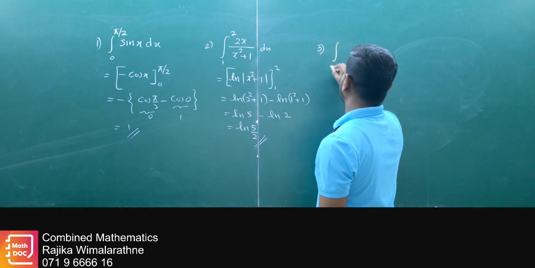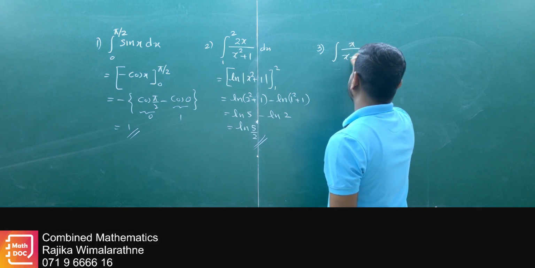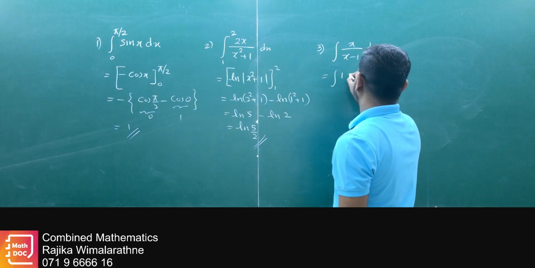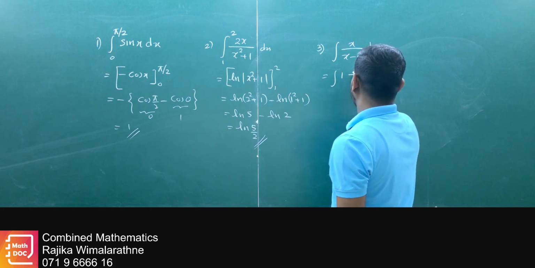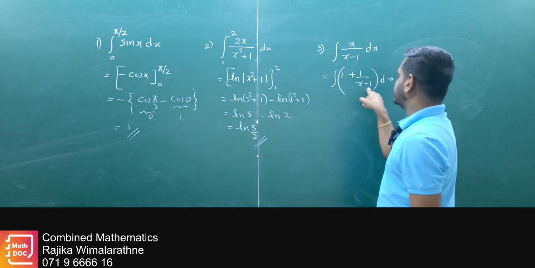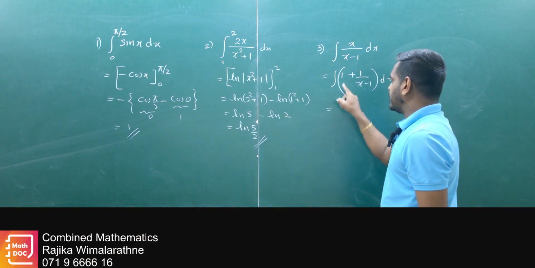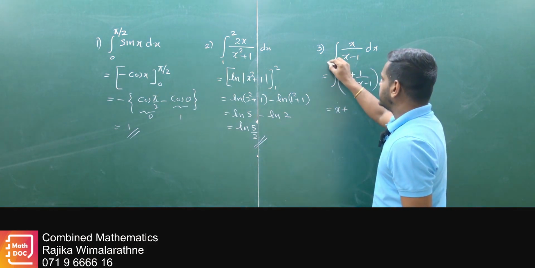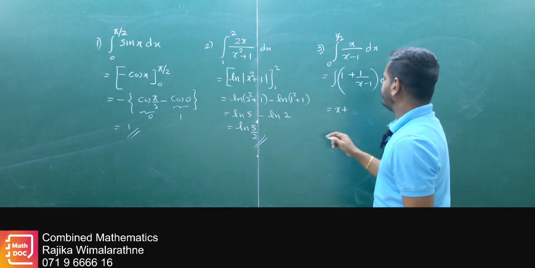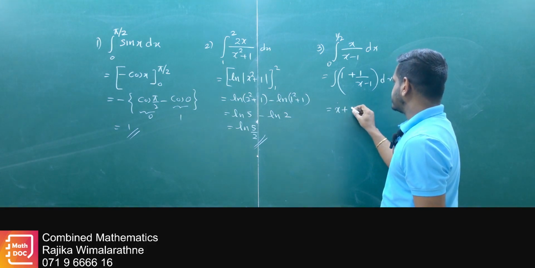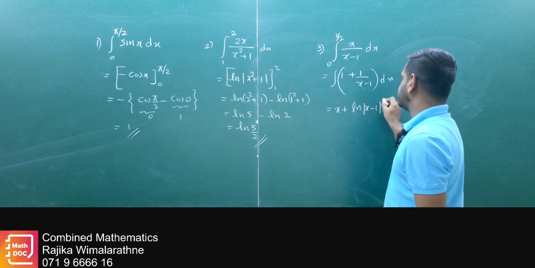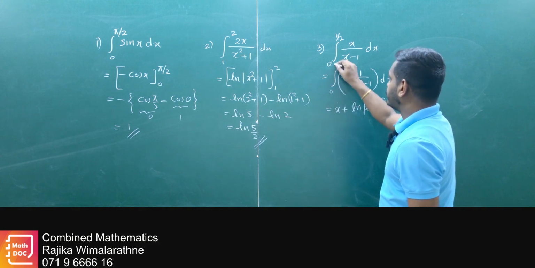Third one, x over x minus 1 dx. Here 1 plus 1 over x minus 1, by the division algorithm. X minus 1 cancels. Then the integral of 1 is x, here from 0 to half. Then the denominator's derivative is in the numerator, so ln of |x minus 1|, from 0 to half.